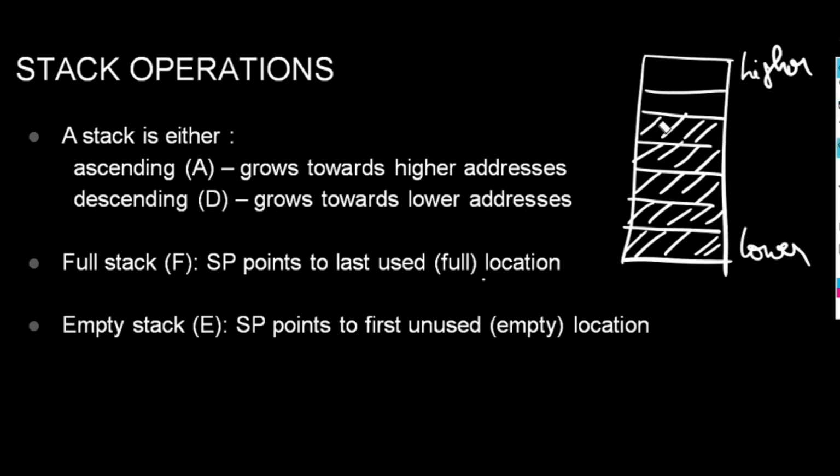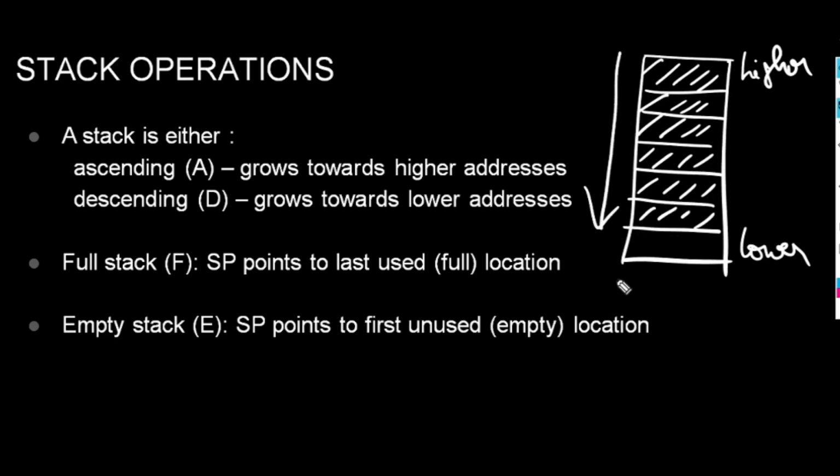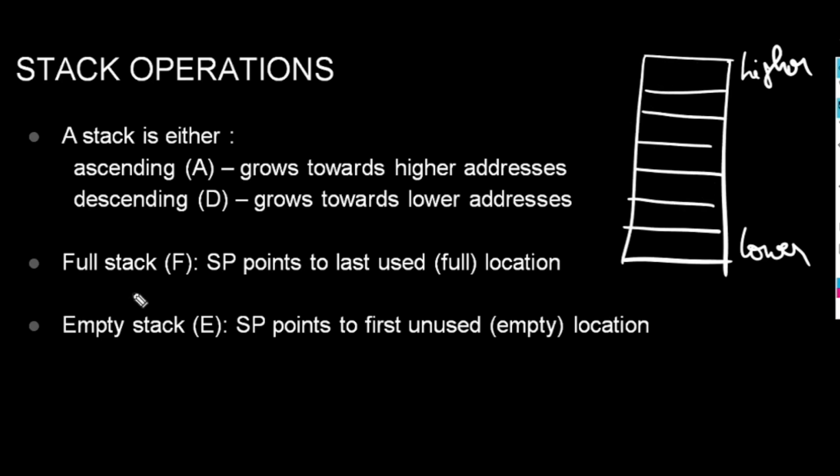Then we have the next concept, that is descending stack. What does that mean? The initial data is stored in the higher memory location and the next set of data are stored in the next lower memory locations as shown here. So the stack here grows from higher memory address to lower memory address. Then you have the concept of full stack and empty stack. What do you mean by full stack and empty stack? We know that there is something called a stack pointer which always points to the top of the stack.